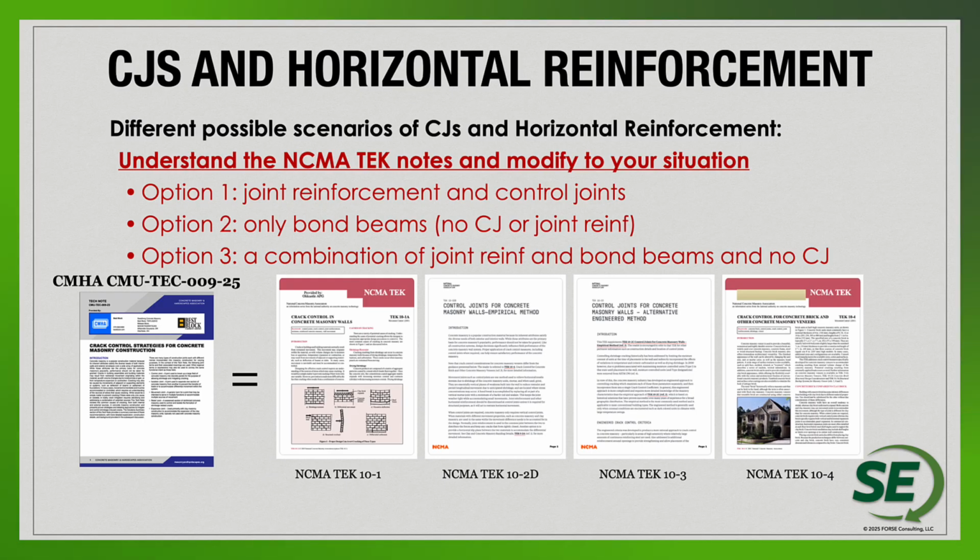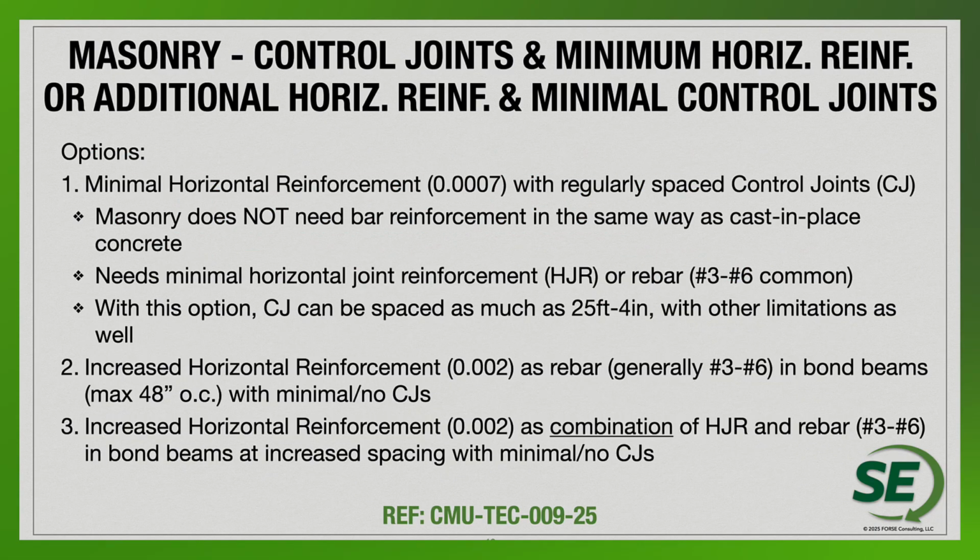As we've addressed in other sessions, looking at the different options that you have for movement joints, control joints, and what types of horizontal reinforcement that you use, all are going to be covered within these different guides. The CMHA Tech 9-25 does a really good job of summarizing all the different documents that used to be available from NCMA. So really looking at the different options again for movement joints. Again, we have another session that covers this pretty thoroughly.